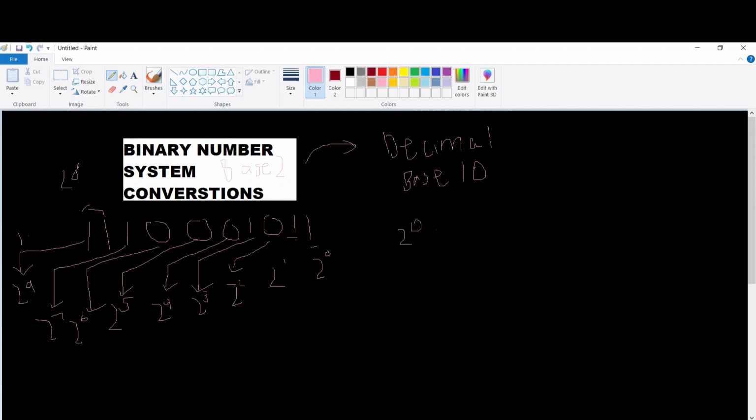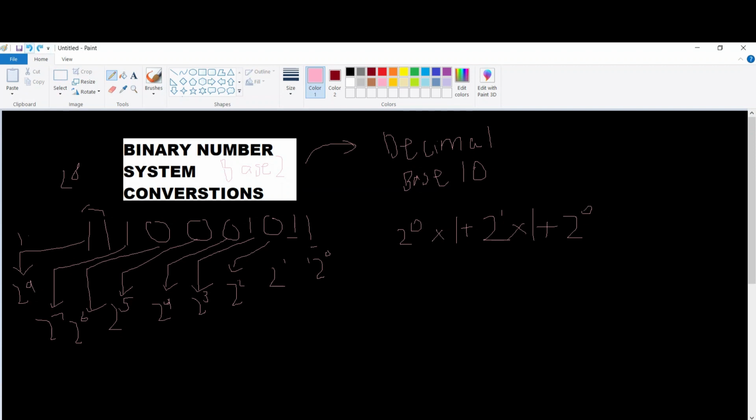We would take each power and multiply it with the number above it, the number it represents. It represents 1, so we'll multiply it with 1. Then add. Then we have 2 raised to power 1 next, assigned to the number 1. And then we add. The next is 2 raised to power 2 assigned to the number 0.